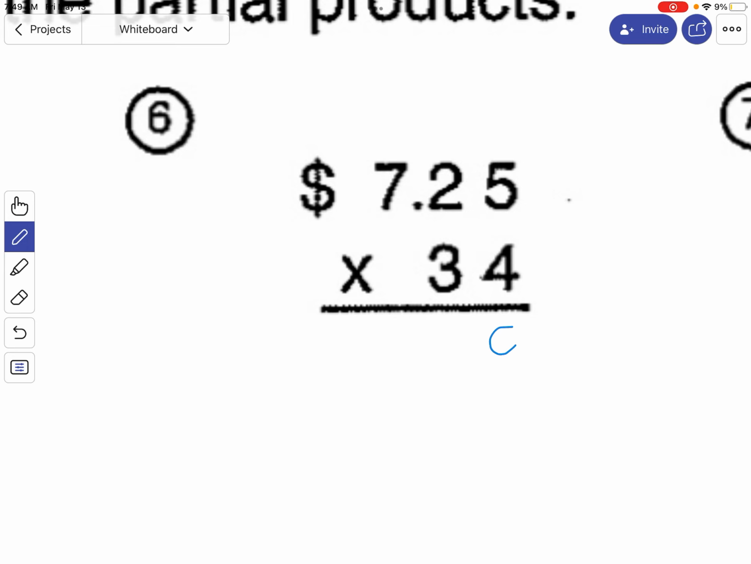5 times 4 is 20. You should have already done this problem. Regroup with the 2. 2 times 4 is 8 plus 2 is 10. Regroup with the 1. 28 plus 1 is 29. Don't use those again. 0 placeholder. 3 times 5 is 15. Regroup with the 1. 2 times 3 is 6 plus 1 is 7.